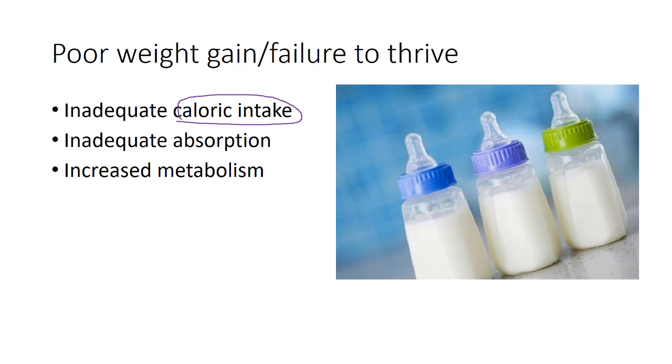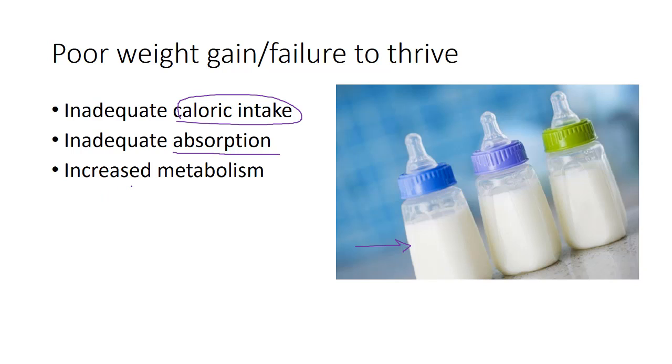That's probably the most common reason for children to have failure to thrive, and we spend a bit of time talking about breastfeeding. Are the breasts engorged? Is the milk in? Are they mixing the formula correctly? How many bottles a day is the child taking? But we also have to think about inadequate absorption. So we saw on the previous slide, the child with celiac disease wasn't absorbing things.